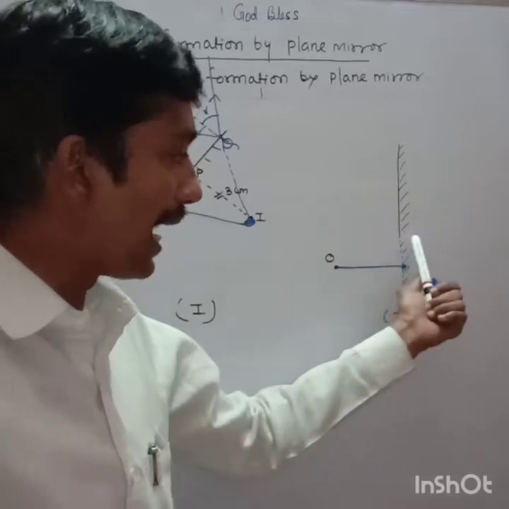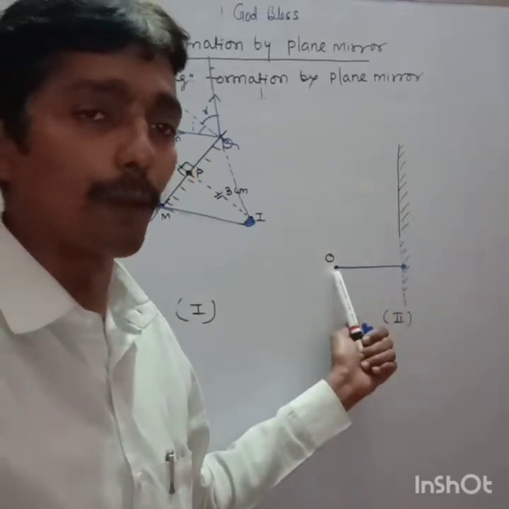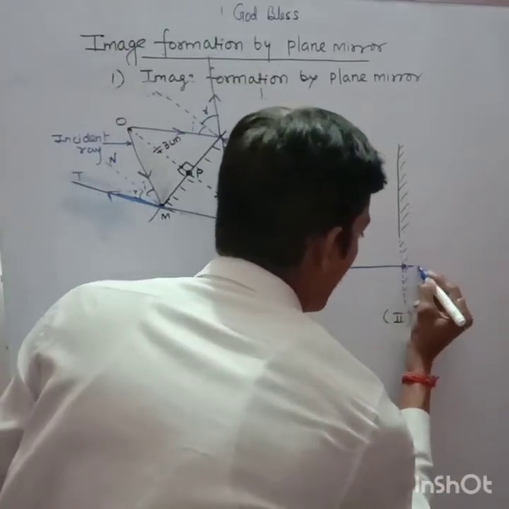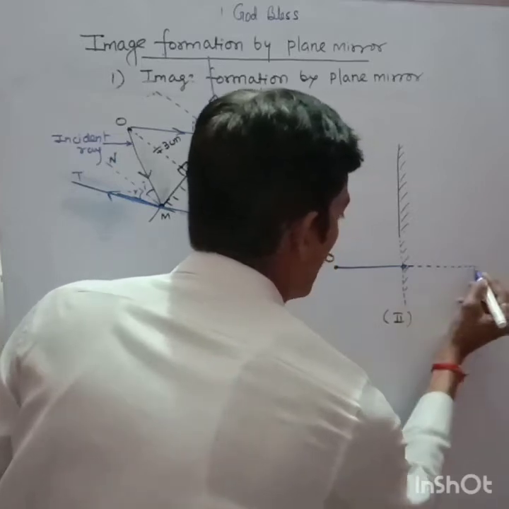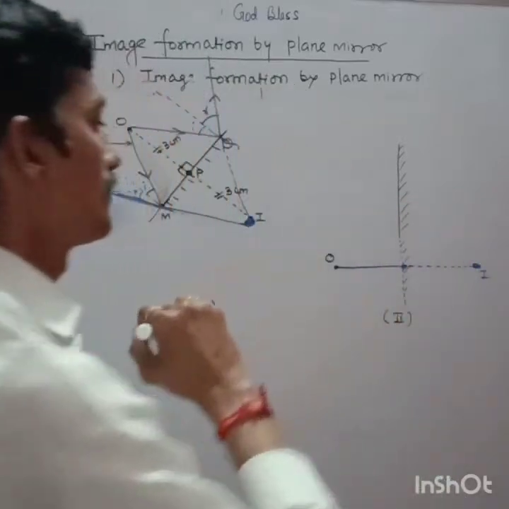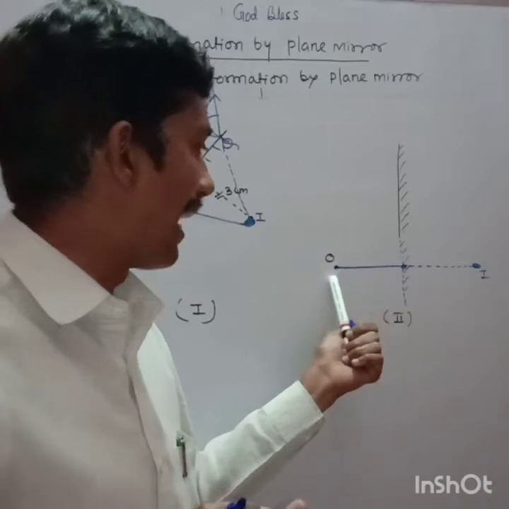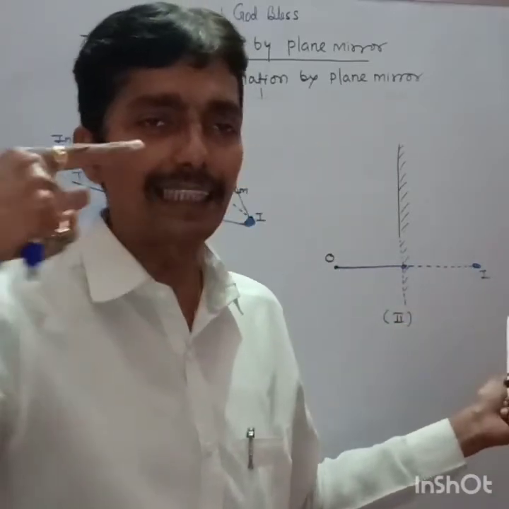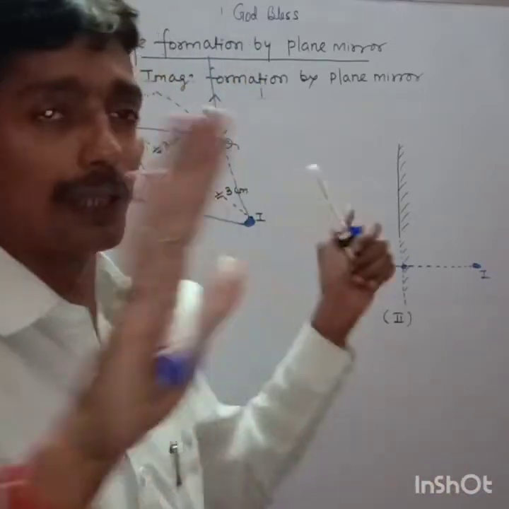What should I do? I have extended the plane mirror and I have drawn the perpendicular from the point object. And this perpendicular I will extend inside the mirror also. At the equal distance I will mark I. The trick is that if the object is here, then its image will be here, in front. That's a perpendicular way. So that I will write after doing both the diagrams.